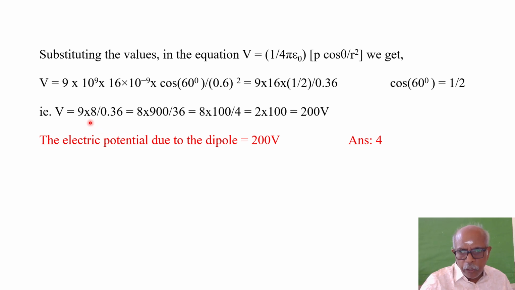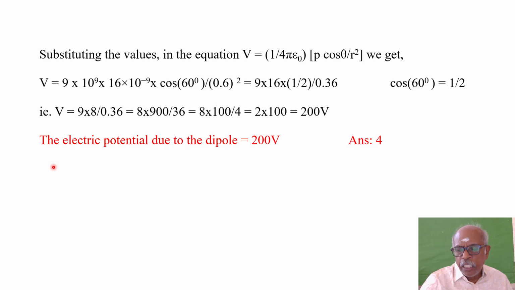You can solve this problem very easily. Multiply both numerator and denominator by 100. You will get 8 into 900 divided by 36, since 0.36 into 100 is 36. 4 into 9 is 36, so this 900 becomes 100 and this 36 becomes 4. So 4 into 2 is 8, and 8 by 4 will give you 2. So 2 into 100 is equal to 200 volt.